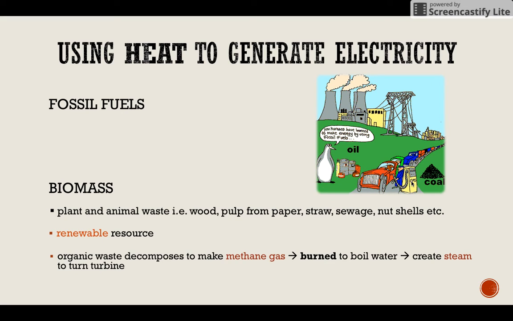Biomass, on the other hand, is a renewable resource because it's organic waste, so it's easy for us to get from our environment. How this works is this organic waste decomposes and it creates something called methane gas. This gas can then be burned to boil water and create that steam. Remember, it's that steam that we need to turn the turbine.